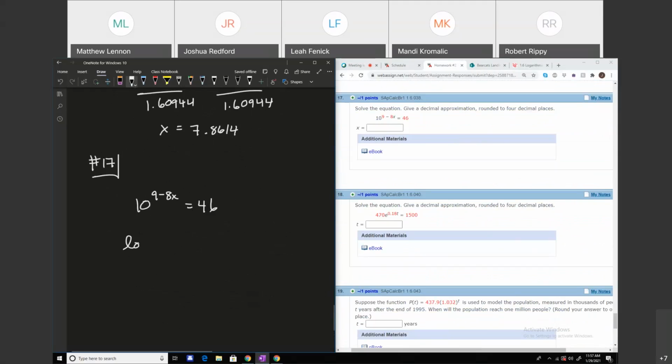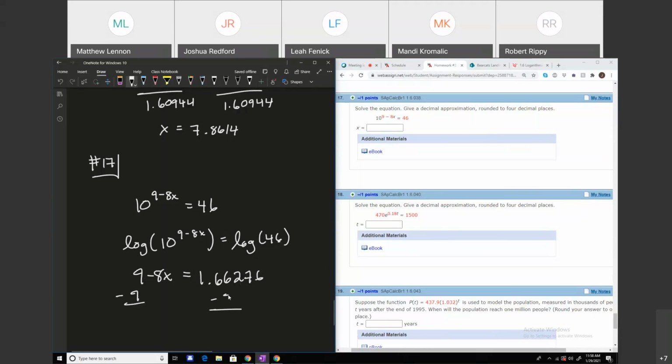So if you do the regular log to both sides, you would just get 9 minus 8x by the inverse properties. Then you just have one number to plug into your calculator. Remember to use the regular log and not that natural log. So 4 places, 1.6627.